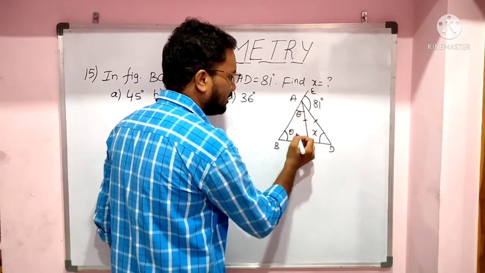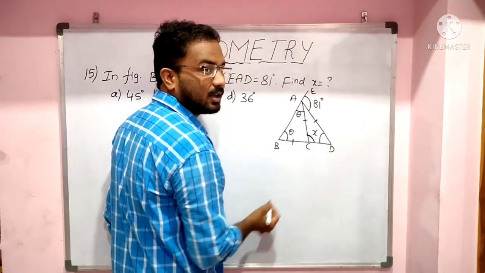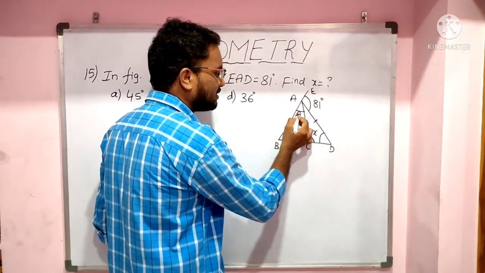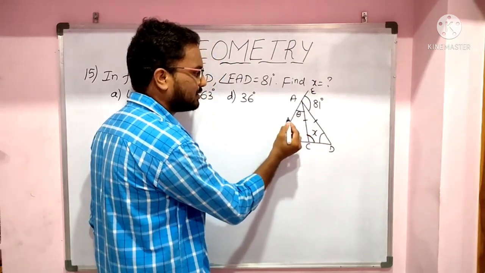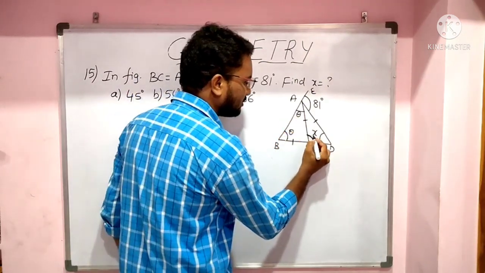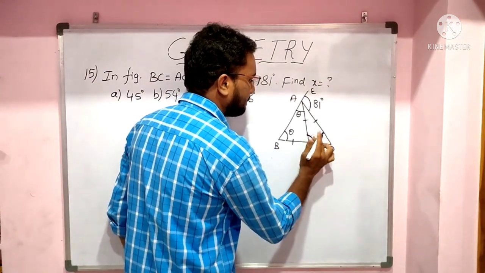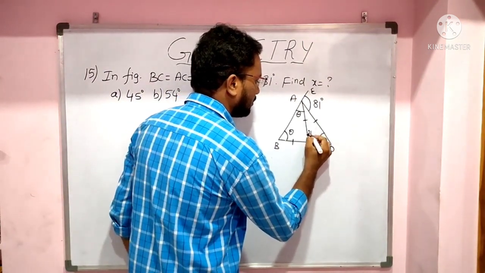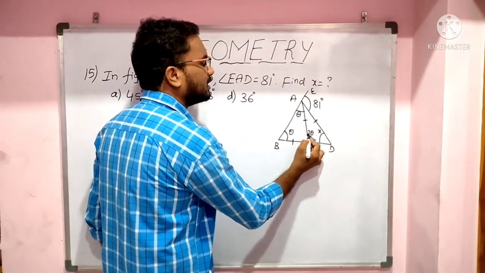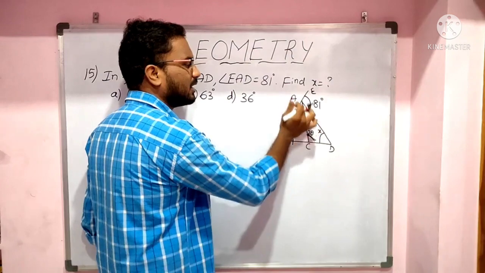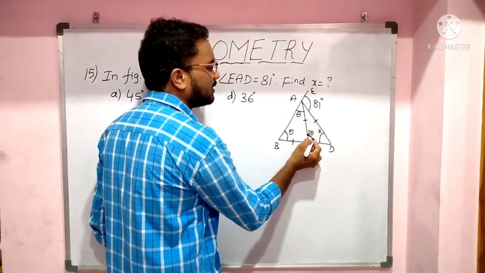So, in a triangle, this is the exterior angle. In a triangle, exterior angle equal to sum of opposite interior angles. So, theta plus theta, 2 theta. So, this value is 2 theta. This is the exterior angle of this triangle ACB.